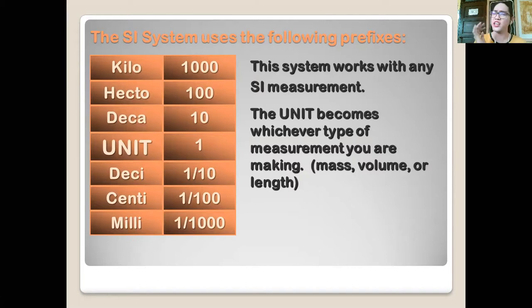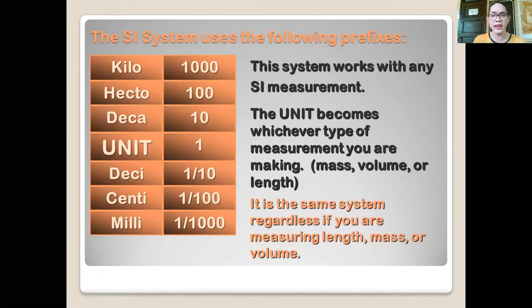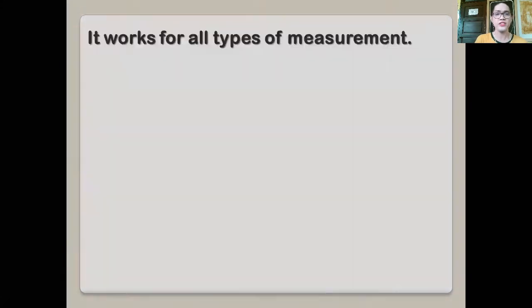Imagine that. The unit becomes whichever type of measurement you are making: the mass, volume, or length. So it is the system regardless if you are measuring the length, mass, or volume. Please take down note of that. The metric system or the SI system of measurement works for all types of measurement.